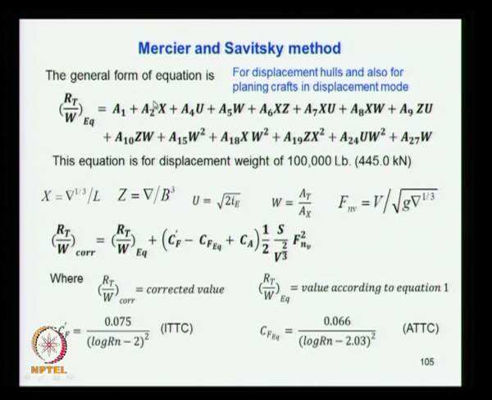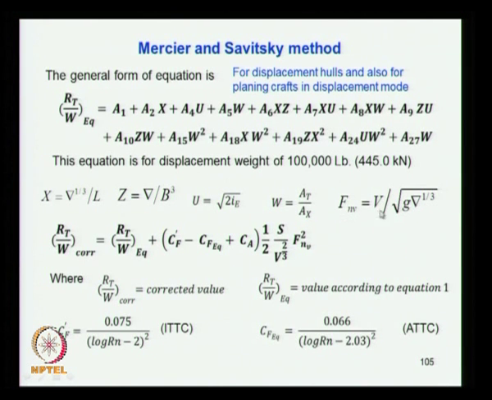So here the x which appears here is explained as the volume displacement power 1/3 divided by L. So that is the x definition. Z which appears here is defined as volume displacement power 1/3 divided by B, that is the breadth of the ship. Then u is equal to square root of 2 times the half angle of entrance, that is the u appearing here, it is defined like this. W which appears here is the area of the transom divided by the area of the midship, again below the water line.